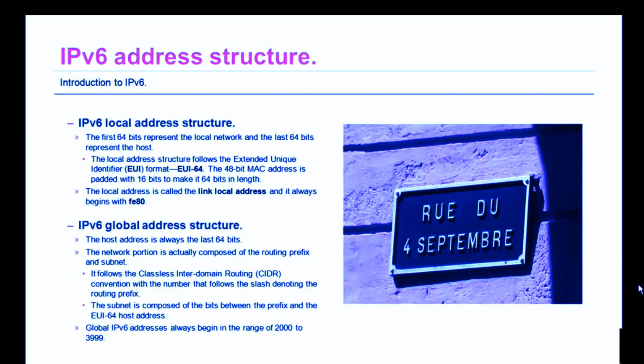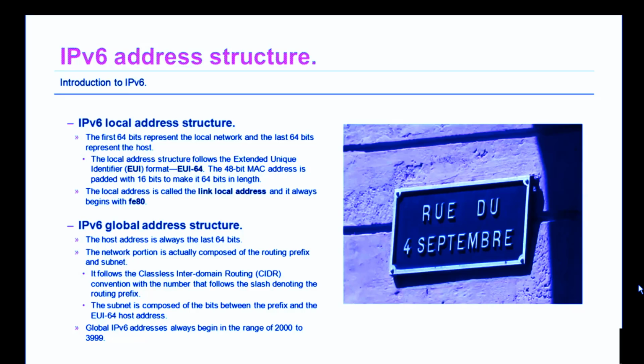You can always tell a local address, which is also called the link local address, as it always begins with an FE80. With IPv6, every device gets both a local address and a global address. Now the global address is unique. There is only one, and every device gets one. The host address is still always the last 64 bits, but every device actually gets assigned to a global network.